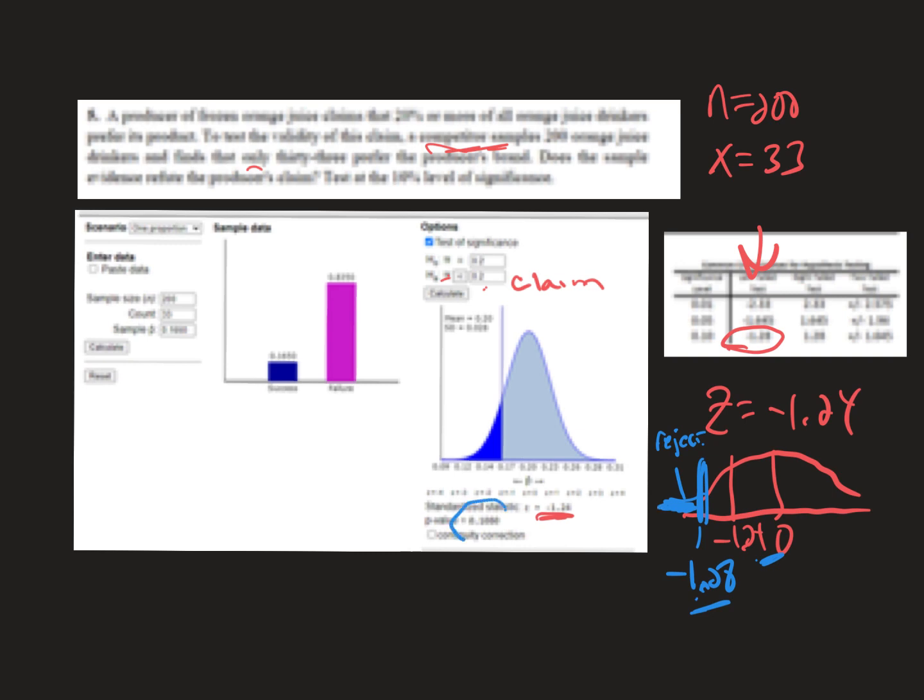But you can also look at the p-value. I know it's a little small on my screen. I'm seeing 0.108. That is bigger than 10%, 0.1. So we'd fail to reject H0. It's not a small enough p-value.